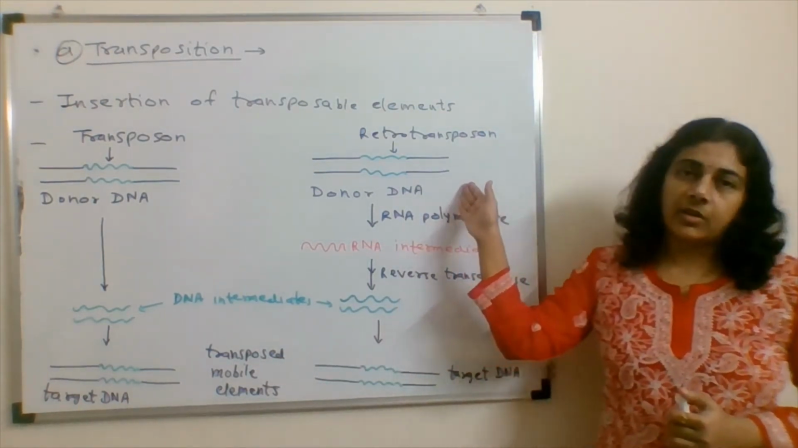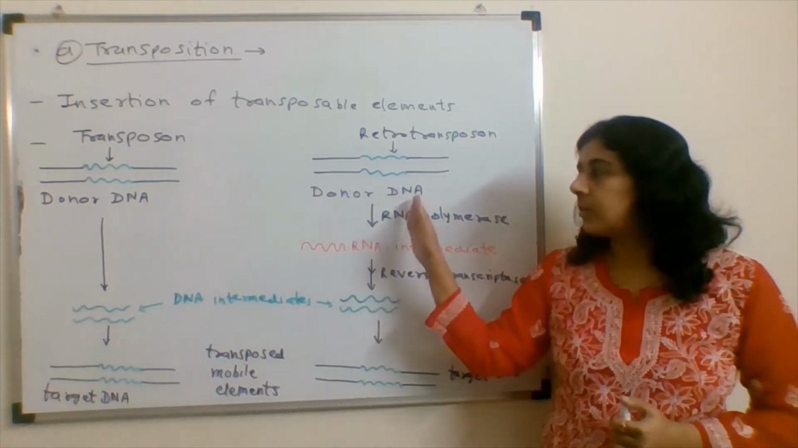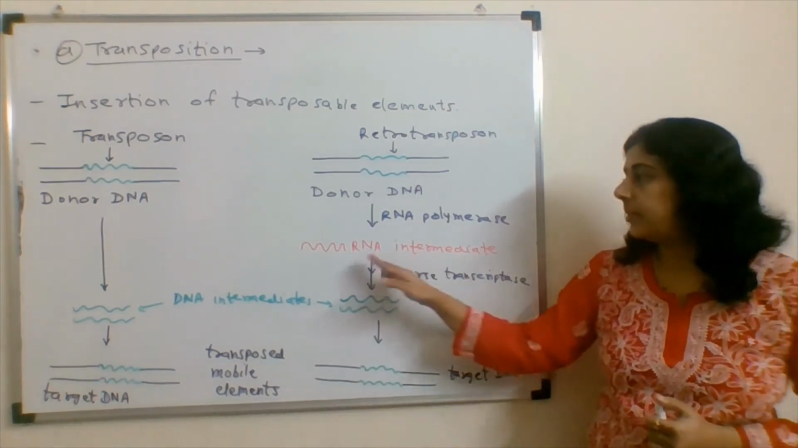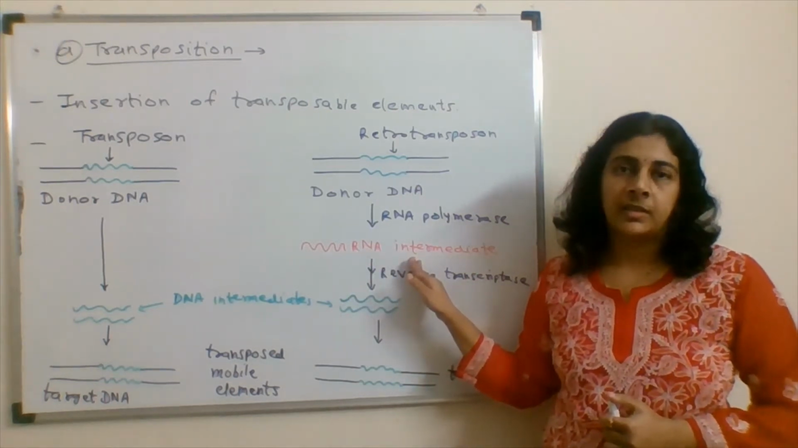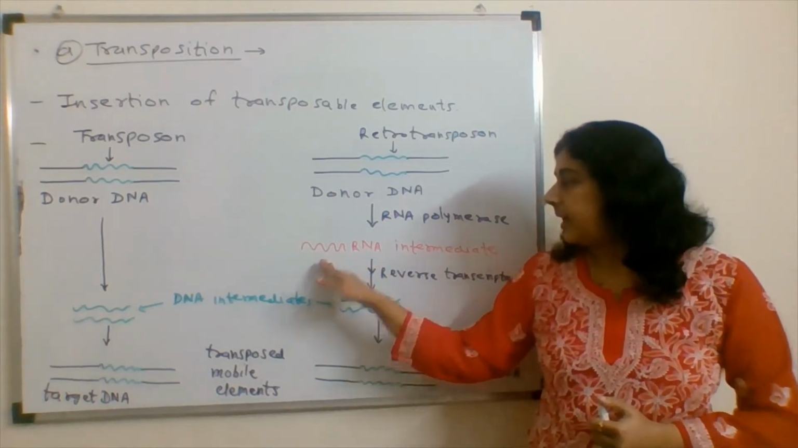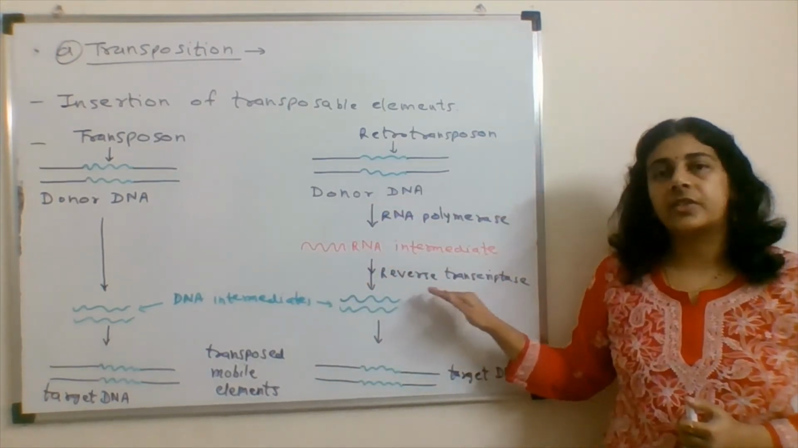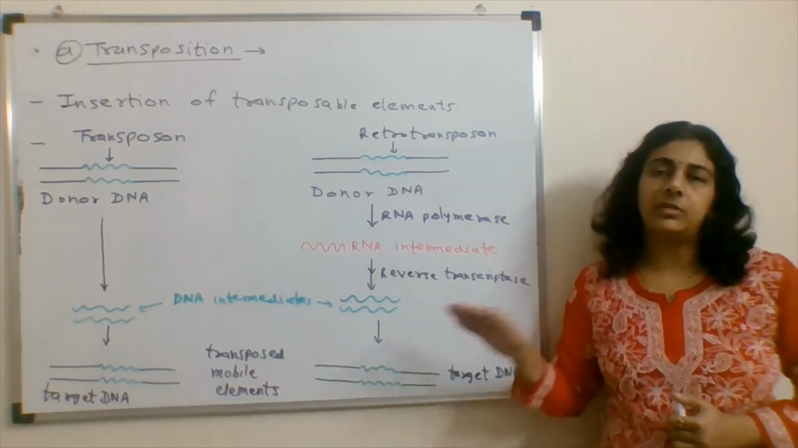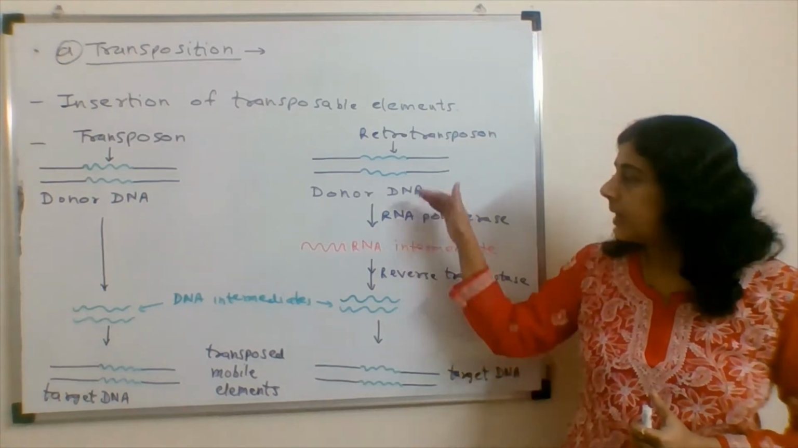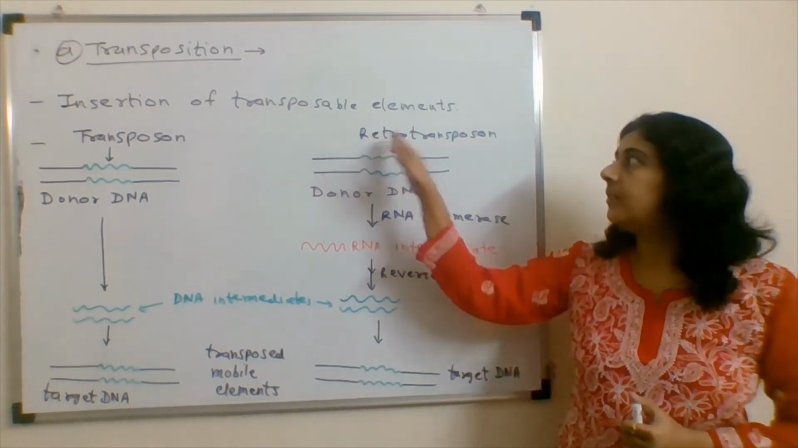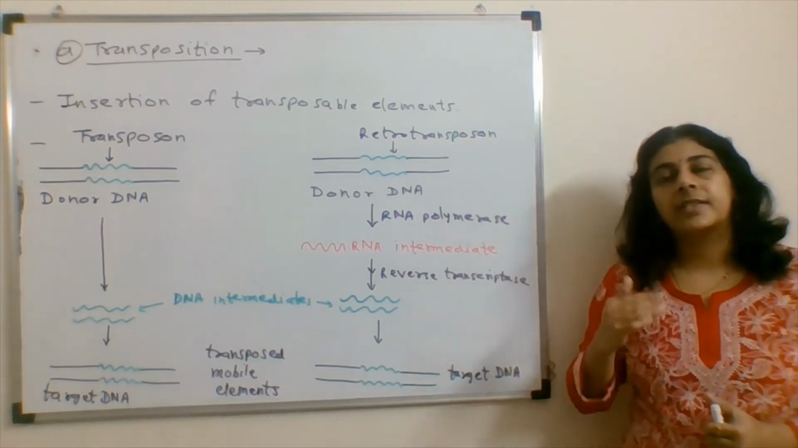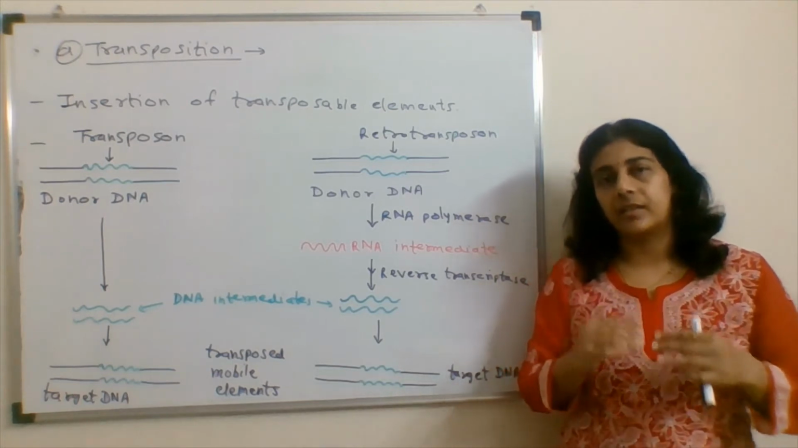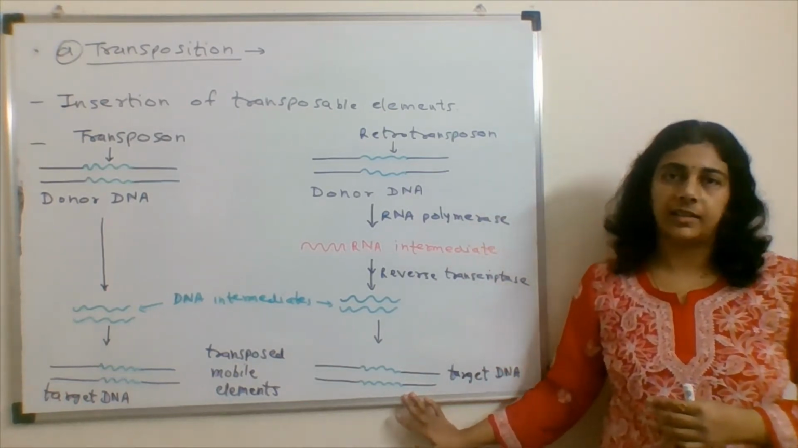Whereas in the case of a retrotransposon, what happens? The transposon in the donor DNA is first transcribed into an RNA intermediate. Now this RNA intermediate is reverse transcribed to DNA. And now this DNA gets inserted into the target DNA. So one step is additional in the case of a retrotransposon. First it gets converted to RNA, then again to DNA, and that DNA part gets transposed into a target DNA.